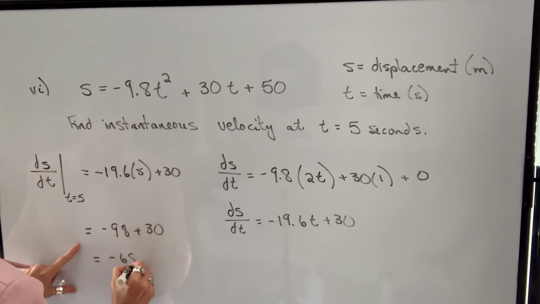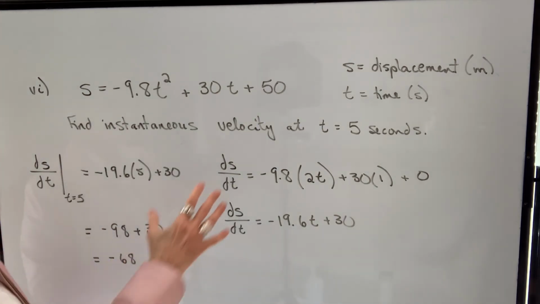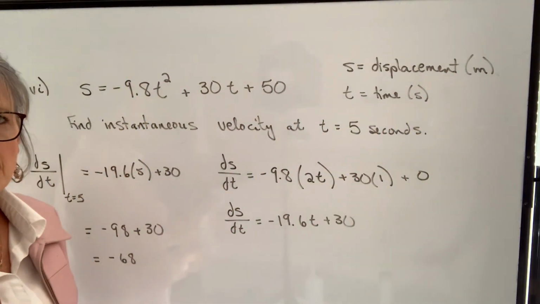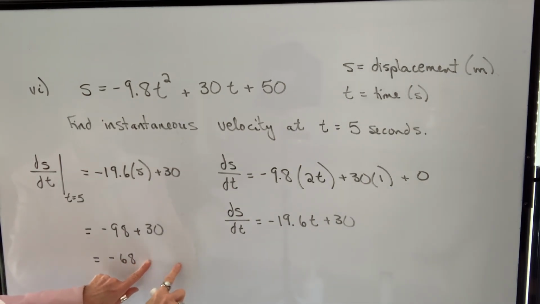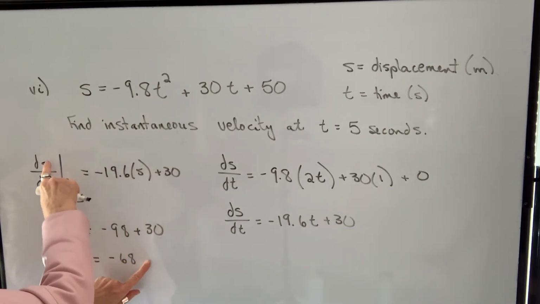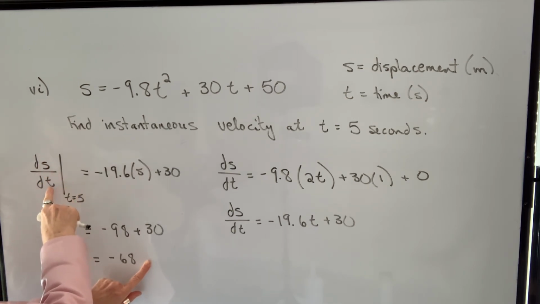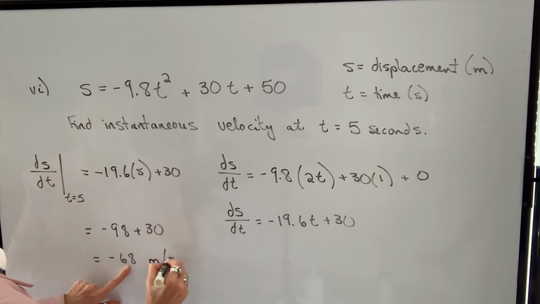We're not done, because when you have an application like this and you know the units, you need to include the units. It's a rate of change, so the unit should be something per something, and it would be whatever the units used for the dependent variable divided by, or per, the unit used for the independent variable. We would say the instantaneous velocity is negative 68 meters per second.